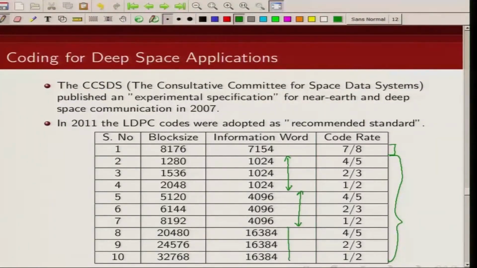and 16,384. So these 3 different information block lengths have been supported, and these are the various rates which have been supported. Correspondingly, these are the block sizes that you will get.